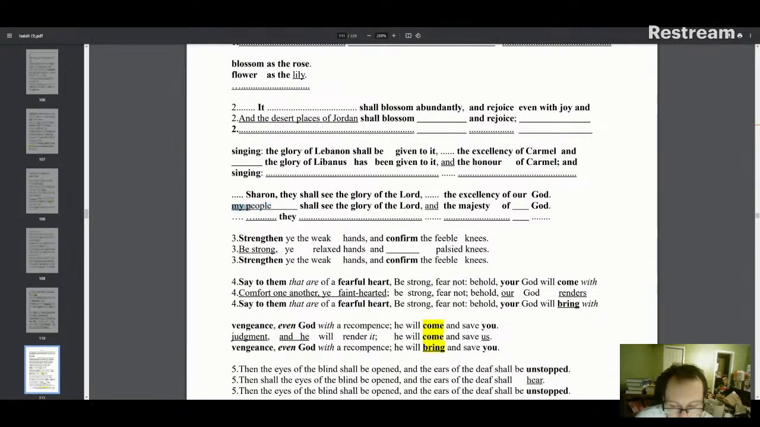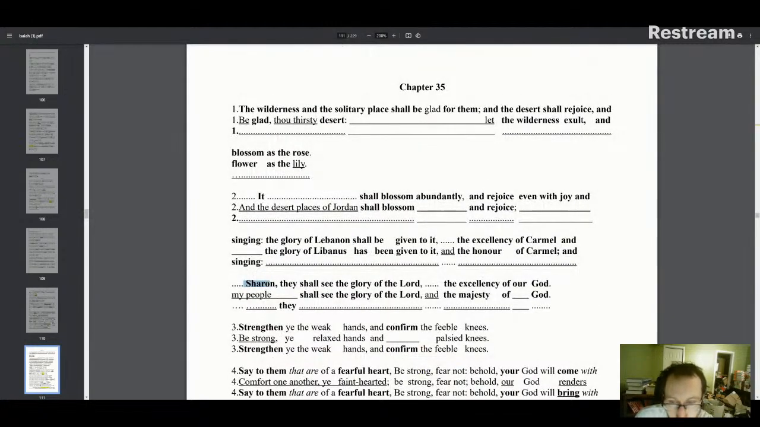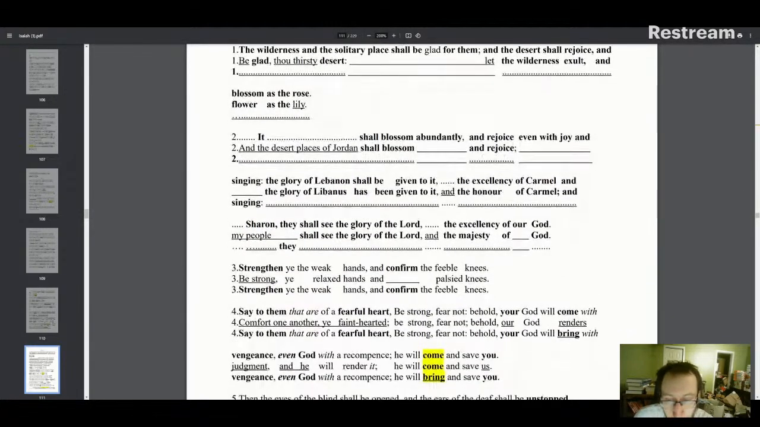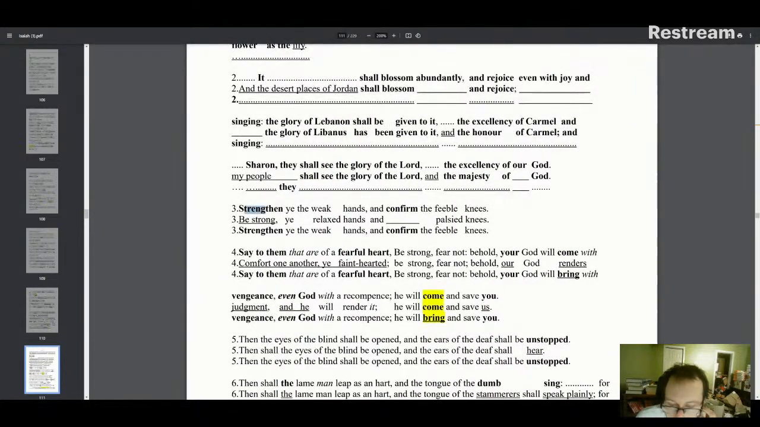But it's unlikely for "my people" to be changed to Sharon. That would be a weird thing to change. So Sharon is probably the more correct reading. So here we have, again, the combining of verbs into a single verb. "Strengthen and confirm" is combined into "be strong" in the Septuagint.